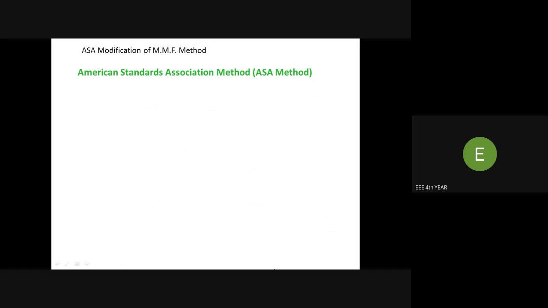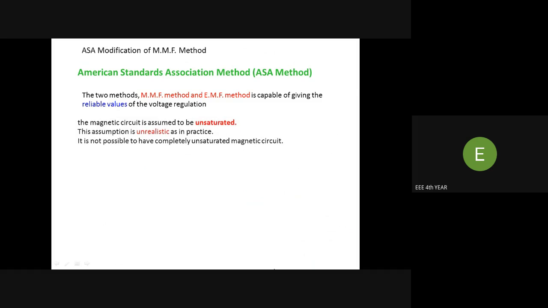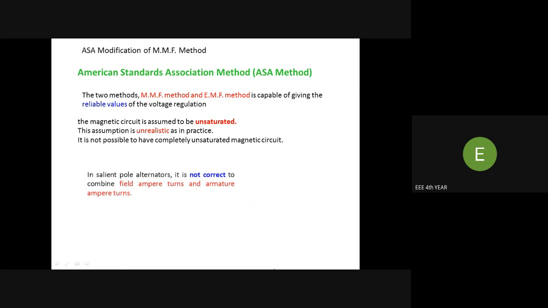Finally, there is the American Standards Association method, simply the ASA method. It is a modification of the MMF method. This method is capable of giving accurate values of voltage regulation. The magnetic circuit is assumed to be unsaturated, but it is not possible to have completely unsaturated magnetics.